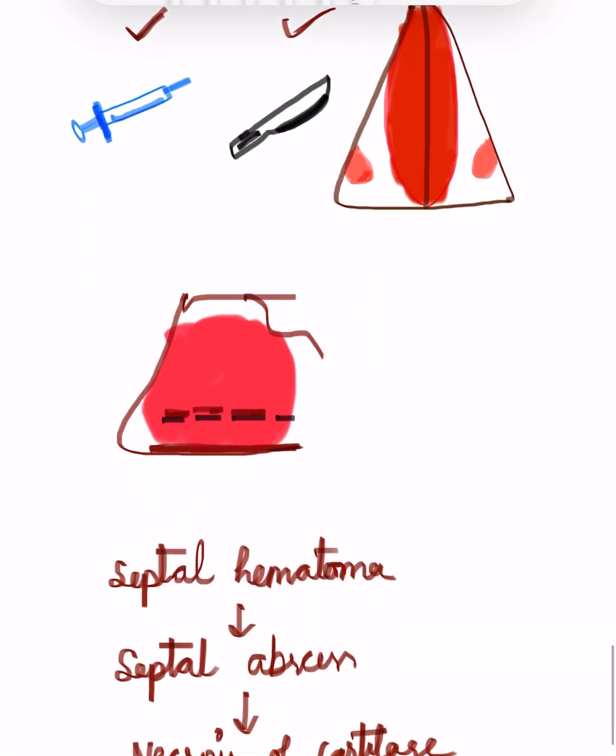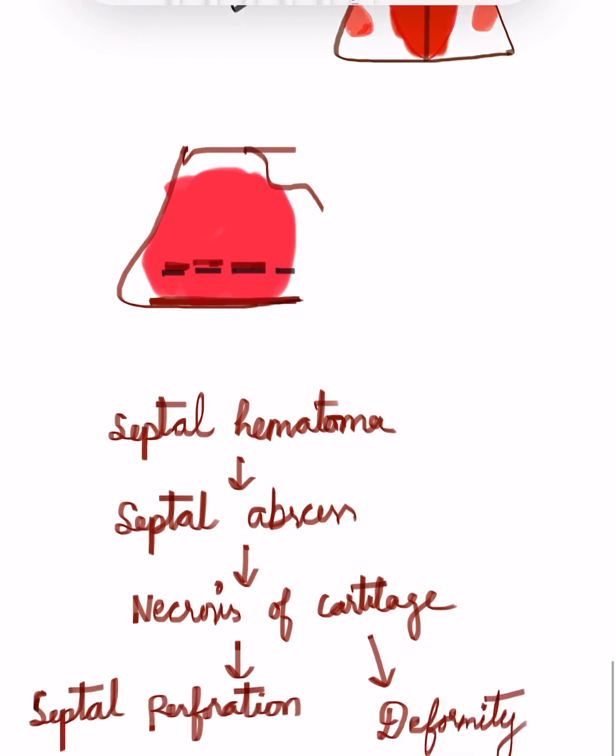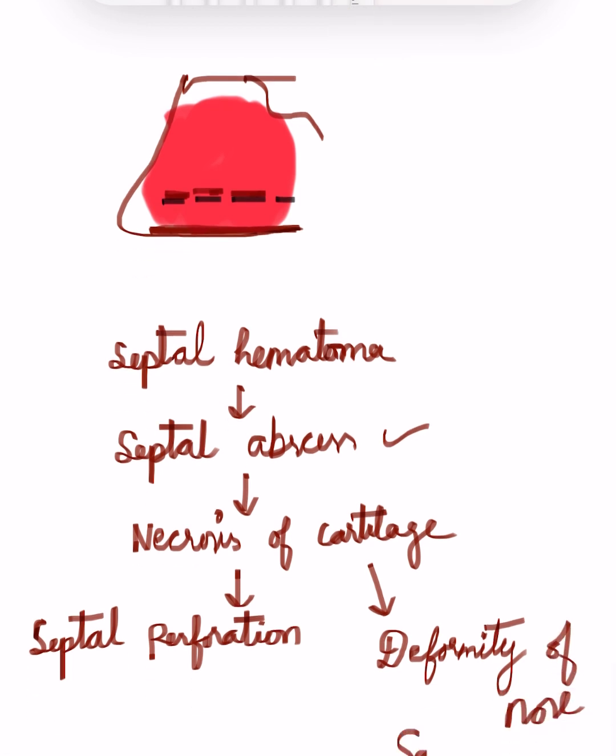Some of the complications of untreated septal hematoma: it leads to septal abscess, that is pus formation and bacterial growth. A long-standing abscess leads to absorption of the septal cartilage, which eventually leads to necrosis of the cartilage. This in turn leads to septal perforation, and it also leads to dorsum of nose absorption, leading to deformity of the nose. The significant deformity of the nose is saddle nose deformity.